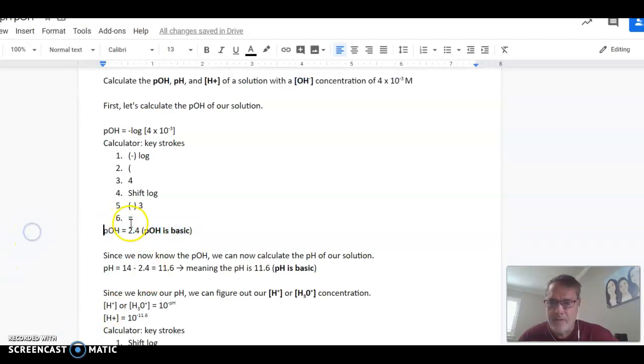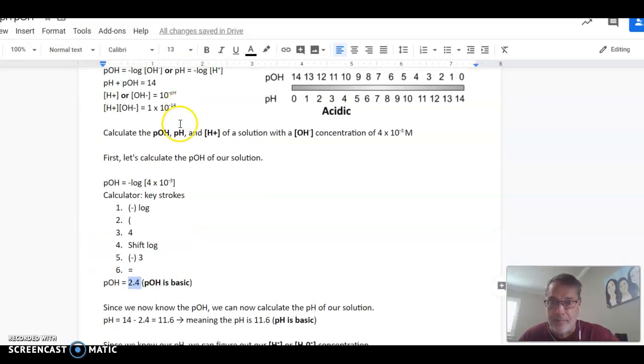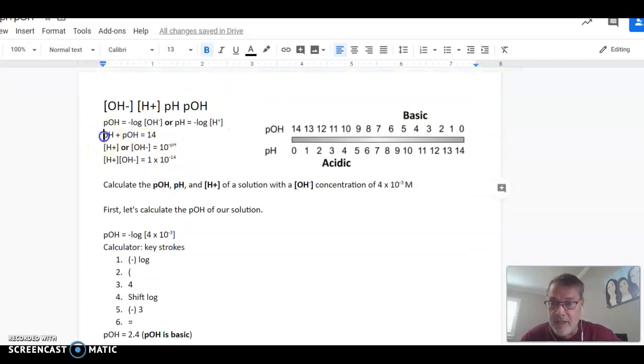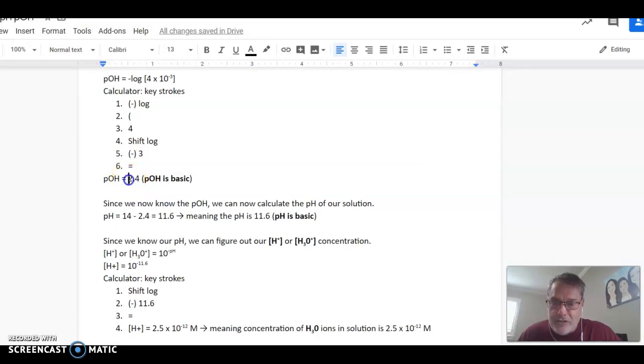All right. Our pOH is 2.4. And here we go. So our next problem, we have to figure out what our pH is. And here's what's great about pOH and pH. Here's our formula up here: pH plus pOH, always together, they equal 14. Simple. Since we know our pOH is 2.4, what's our pH?